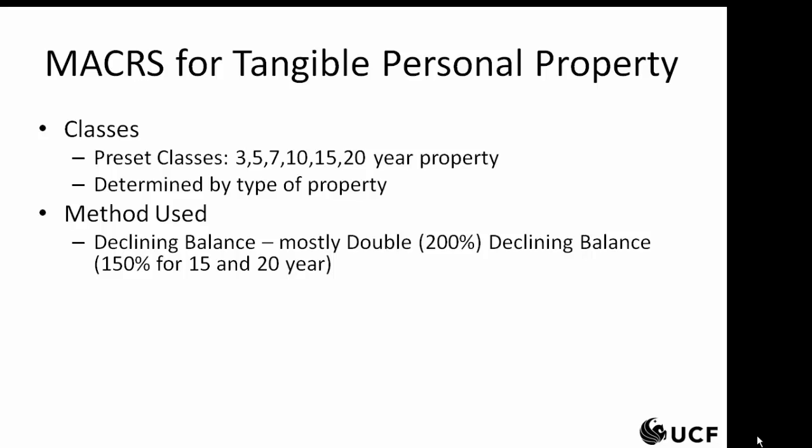The next thing we look at is what method is used. The method that's used to calculate MACRS for tangible personal property is declining balance. It is mostly double or 200% declining balance, but it is 150% declining balance for 15 and 20-year property.